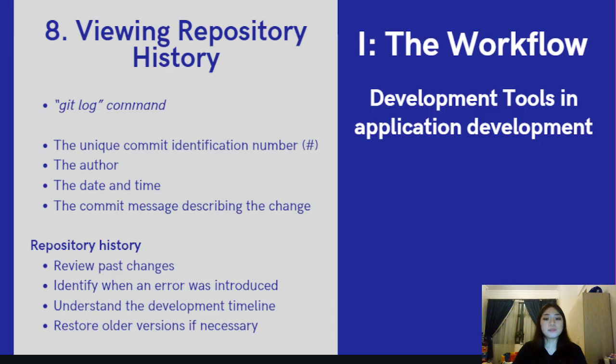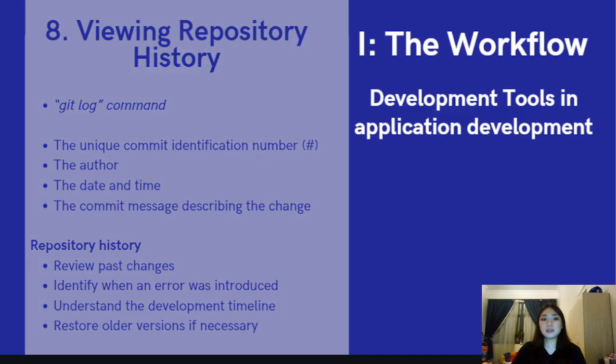The repository history is valuable because it provides a chronological record of the project's evolution or progress. Developers can use it to review past changes, identify when an error was introduced, understand the development timeline, and restore older versions if necessary. This ability to revisit and analyze the project's progress is what makes Git such a powerful tool for both individual developers and teams.